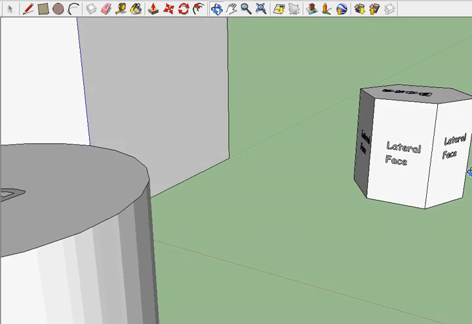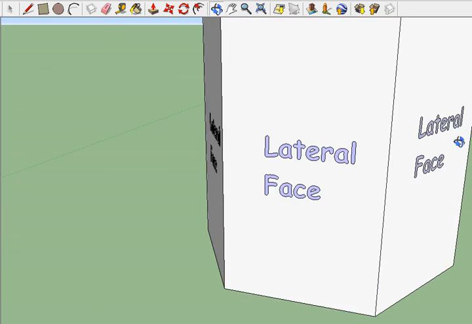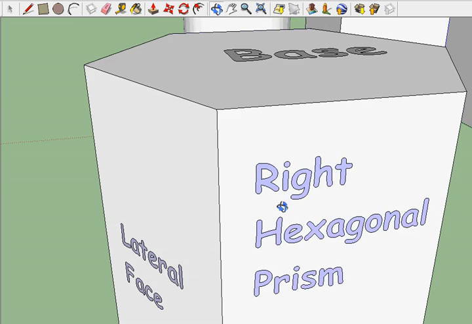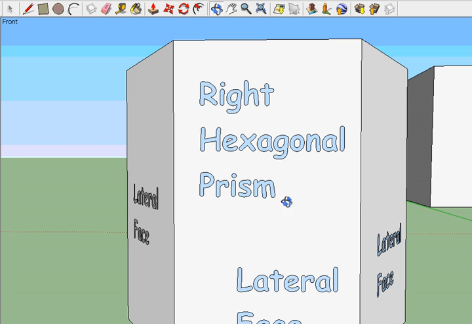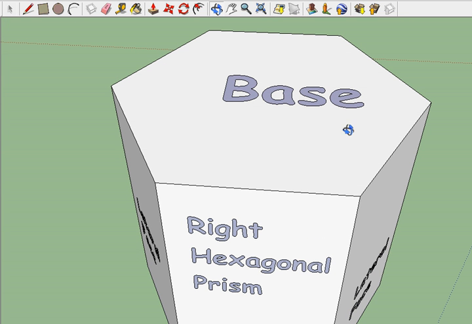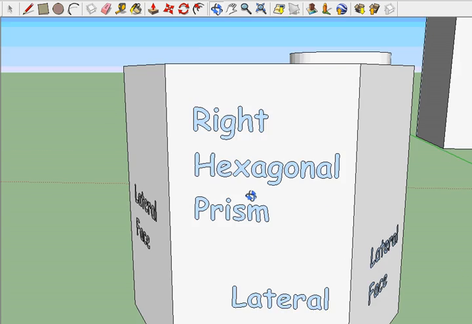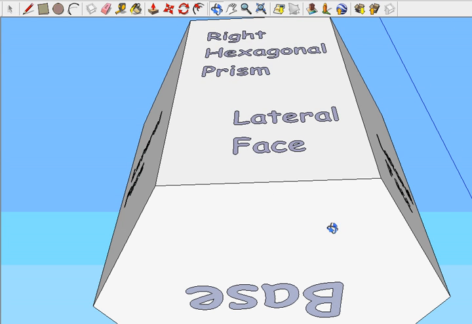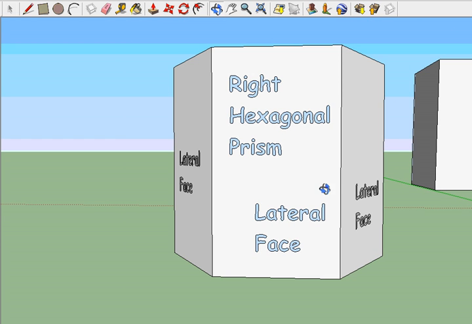Okay, and then lastly, we have ourselves a hexagonal prism. This one's called a right hexagonal prism, and that's because the base is a hexagon, and this base is also a hexagon, and it's straight up and down, connected by rectangles. So they're all right angles. So that's called a right hexagonal prism.